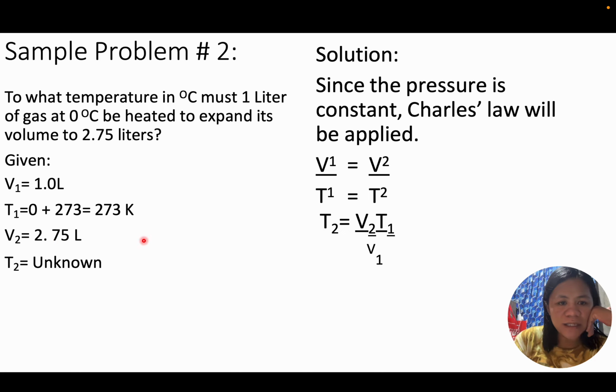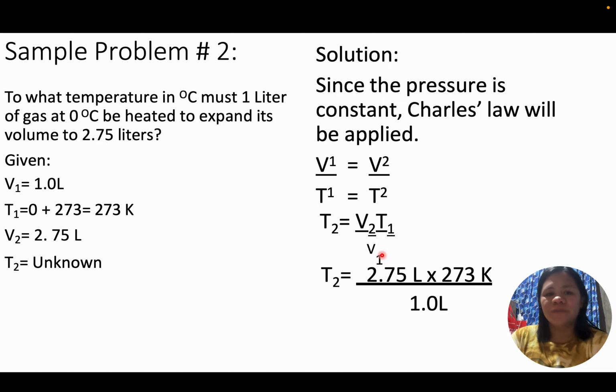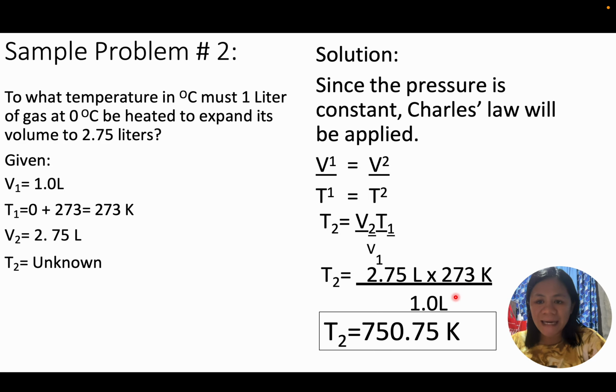V2 natin, no, is 275 liters. Yung T1 naman natin is 273 Kelvin. Ang V1 naman natin, no, is 1 liter. So, 275 liters times 273 Kelvin, no? So, this will be cancelled, divided by 1. And we'll get 750.75 Kelvin. Take note, the question states that to what temperature in Celsius.